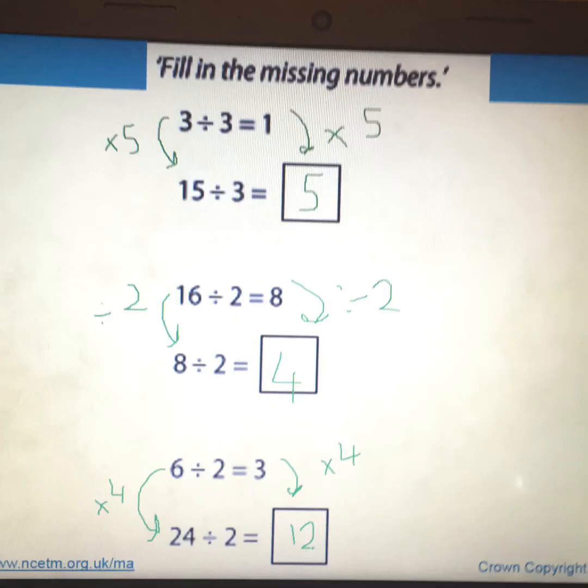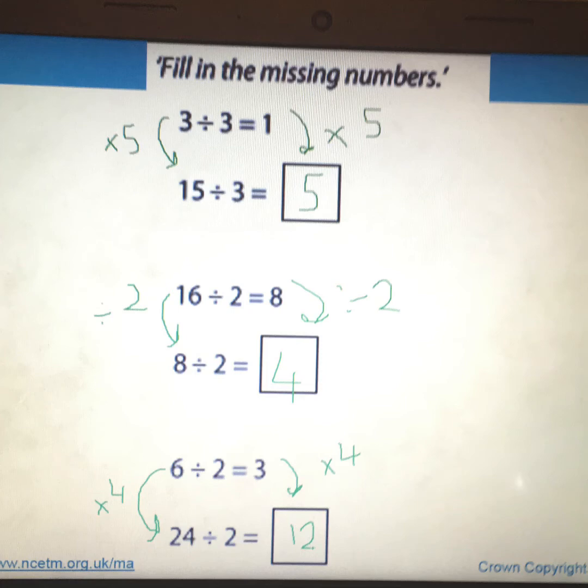So, very excitingly, I've just found that I can draw on PowerPoint. So, there we go. For the first one then, you have timesed the dividend by 5. So now you need to times the quotient by 5, which is 5. And I can check that by using my times tables. 15 divided by 3 is, of course, 5.